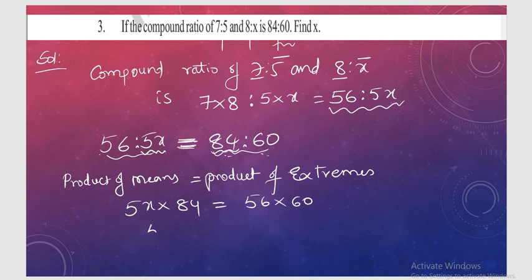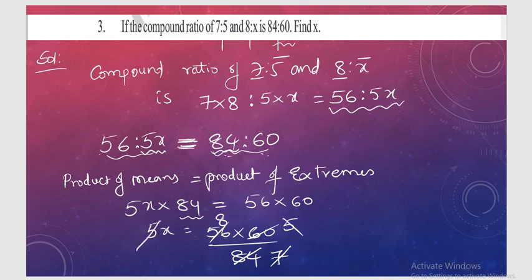Now I need the x value, no? So I need to transpose this 84, then this becomes 56 into 60 divided by 84. So in the 12 table, 12 5s are 60, 12 7s are 84. Next, this 7 in 56, it goes 8 times. This 5 and 5 gets cancelled. So from this what I got here, x is equal to 8. So the value of x is 8, right?